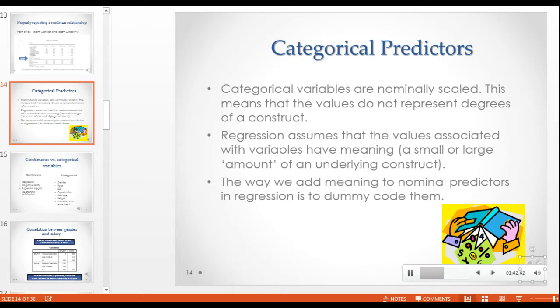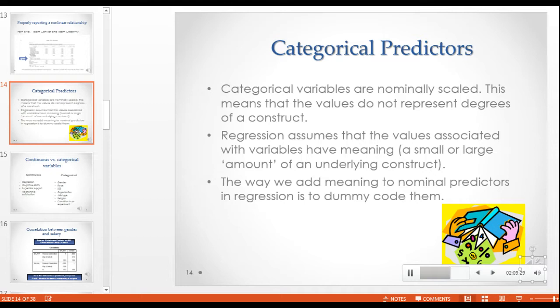But there is another term that is often used for categorical. Okay, so we have categorical, we have nominal, and we also have discrete. So have you heard of this idea of a discrete variable? And that just means, again, that it's a grouping variable and that the values are arbitrary and they don't represent being placed higher or lower on a construct.